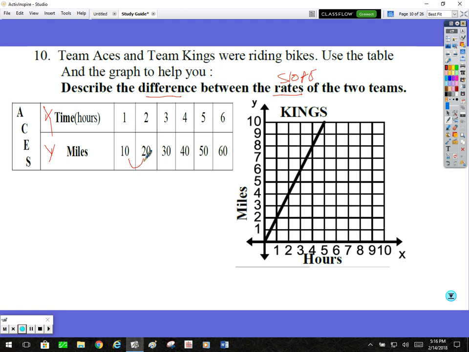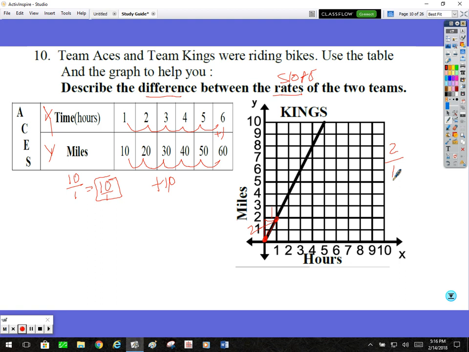So here we go. Let's find the slope. Every time I move up, I'm going up 10 on my Y side, and then on my X side, I'm going up by 1. So the slope here is up 10 over 1, which is 10. So Team Aces is traveling 10 miles per hour, 10 miles in 1 hour. Okay, let's see what Team Kings is doing. Well, here's Team Kings, and if I go up, I can put a dot here. So if I look at these guys, they're going up 2 over 1.